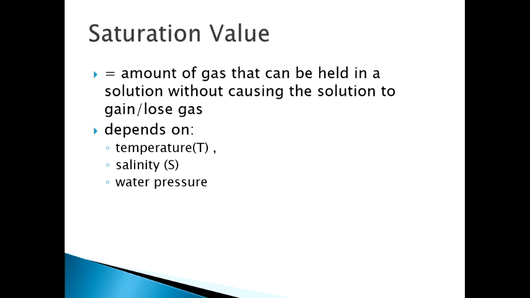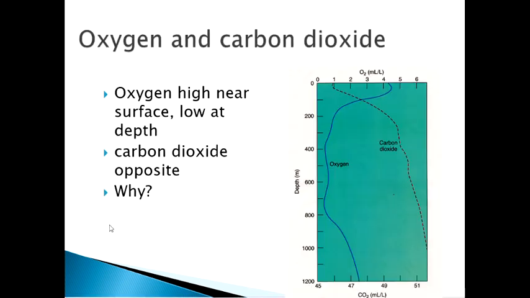We can talk about the saturation value of a gas, and that is the amount of gas that can be held without causing that solution to gain or lose the gas. And this is going to depend on several things. The big ones: temperature, salinity, pressure. We'll talk about those next time. But let's look at two of these gases, oxygen and carbon dioxide. In this diagram, the top is the surface of the water. If you look at the y-axis here, this is ocean depth in meters, 200 meters, 400 meters, 600, 800, and so on. So the great depths of the ocean.